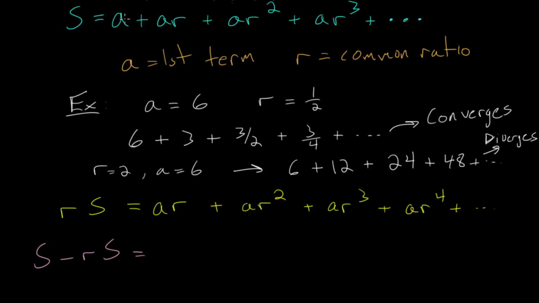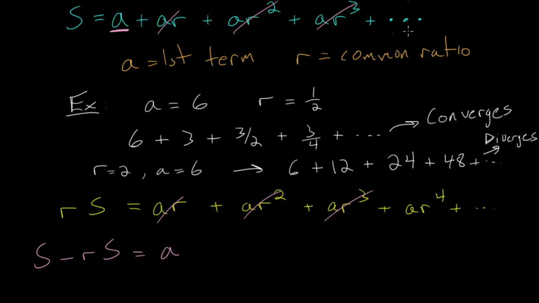So notice in our original sum, we have this term a, and there is no like term in this new series that we can subtract away. So a is going to remain. But then we have ar minus ar, so those will cancel. We have ar squared minus ar squared, those cancel. Ar cubed minus ar cubed, those cancel. They all just equal 0.